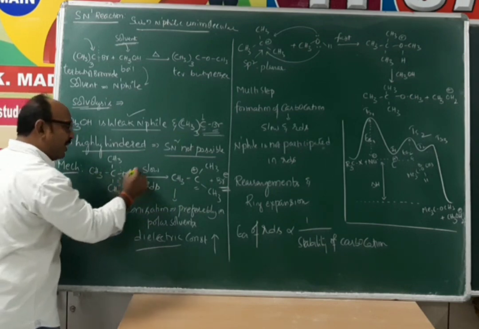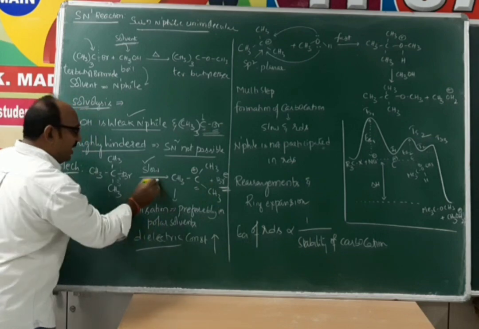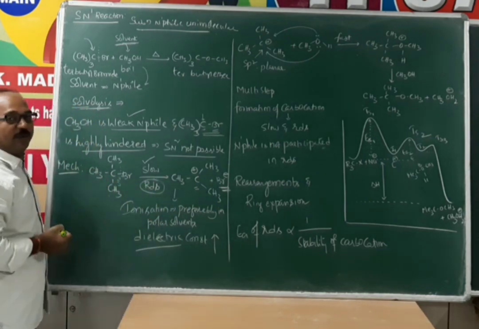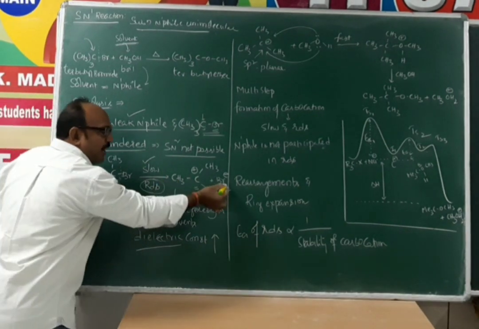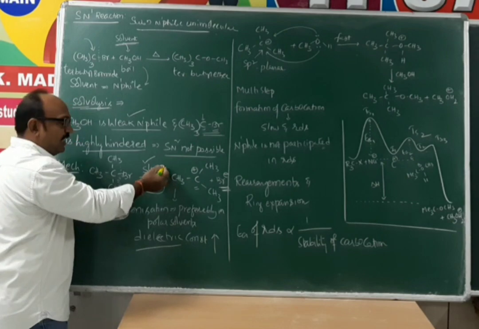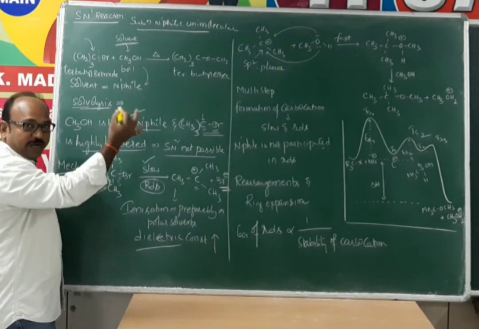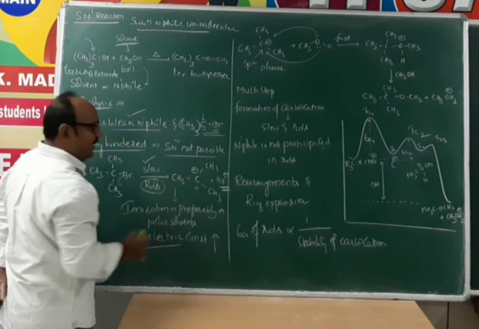But breaking of the bond is a slow step. Being a slow step, it is the rate determining step. The first step, formation of ions, cation and anion, is the slow step. That step is the rate determining step compared to the remaining steps. Okay. Now here, formation of carbocation and halide.